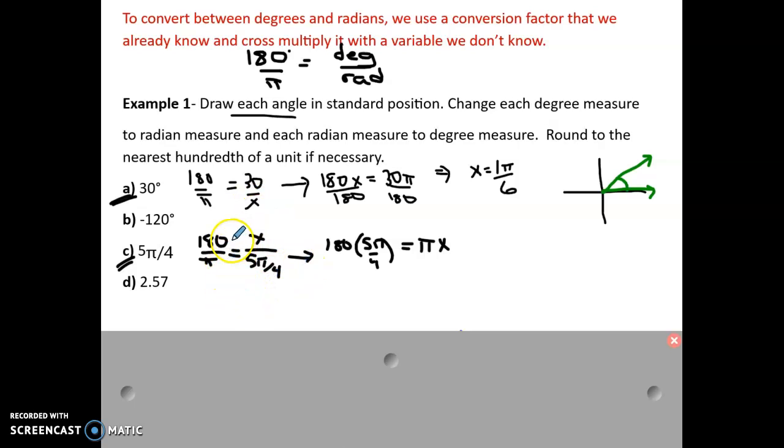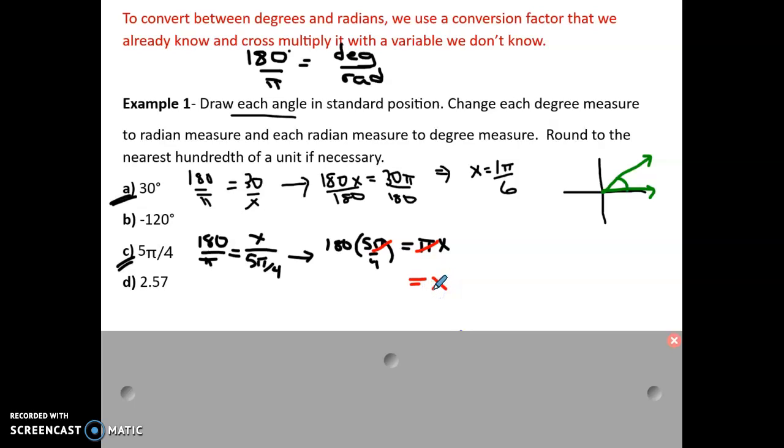So for C, we'll set it up as 180 over pi equals x over 5 pi over 4, and then cross multiply. Now when we cross multiply, we're going to want to keep this 5 pi over 4 as a fraction. So on one side we have 180 times 5 pi over 4 equals pi x. Now here we have pi on both sides. So you guys, the pi is equal on both sides of the equation, so we can cancel it out or divide out pi.